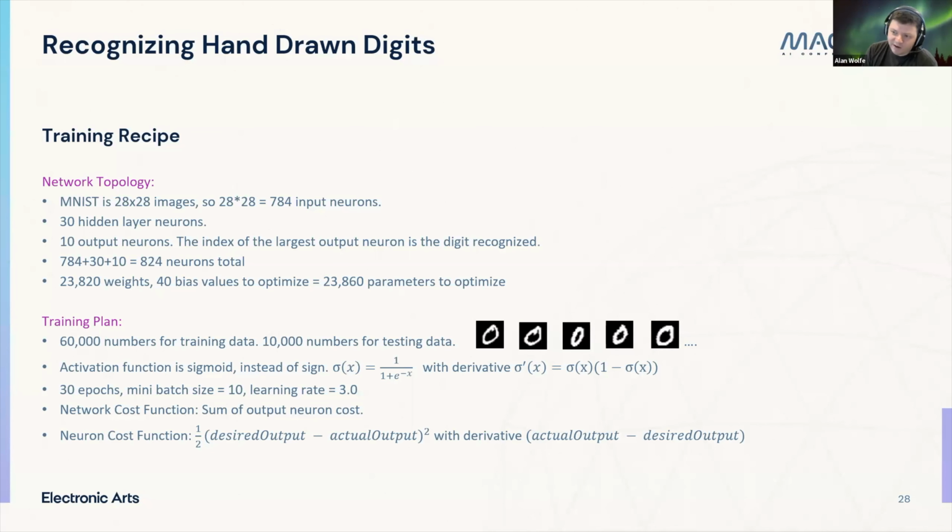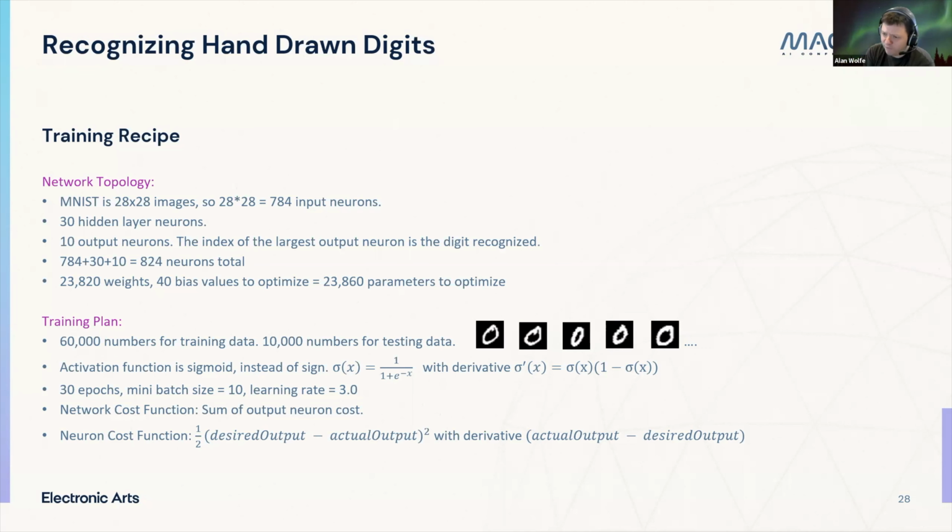So adding up all the layers, this is 824 neurons. And if you add up all the connections and biases, that makes almost 24,000 parameters that we're trying to optimize, which is quite a bit. But as far as neural networks go, this is actually a pretty small network, if you can believe it. Okay, so that was the topology and the overall plan for the network.